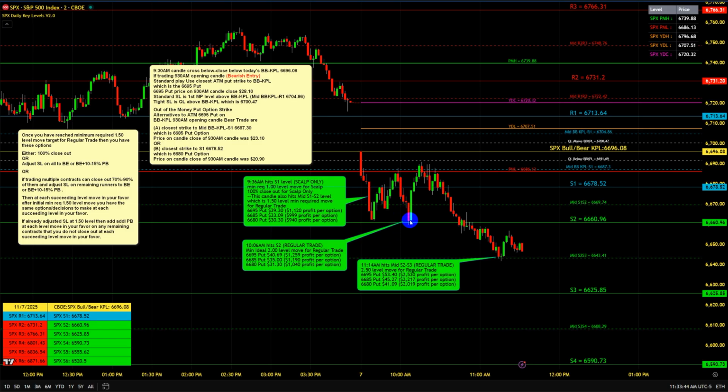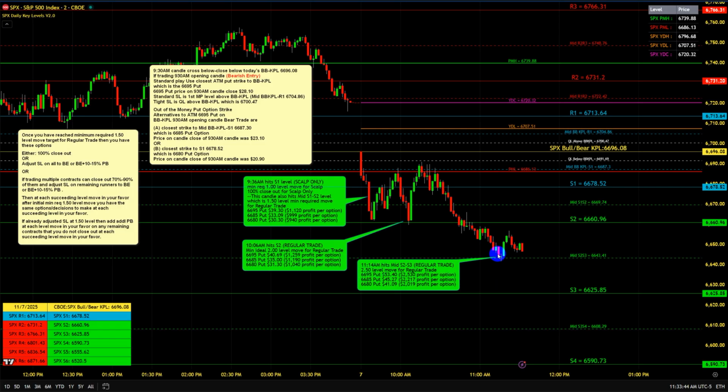As you can see here, there was a wick below, so without the candle close, if it backed off, you could have gotten more out of this if you wanted to get it at the high or the low of this wick. But these are off of the candle closes. The 66.85 put was $35. That's $1,190 profit per option. The 66.80 put was $31.30. That's $1,040 profit per option.